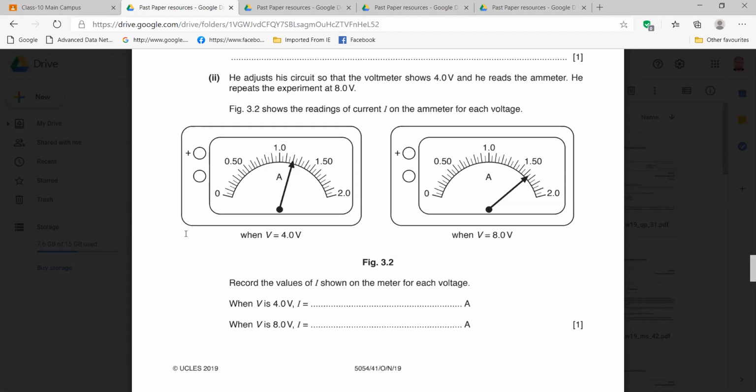He adjusts his circuit so that the voltmeter shows 4.0 volts and he reads the ammeter. He repeats the experiment at 8 volts. Figure 3.2 shows the readings of current I on the ammeter for each voltage. Record the values of I shown on the meter for each voltage. When V is 4.0 volts, I equals dash amperes. When V is 8 volts, I equals dash amperes. So now you tell me the reading.